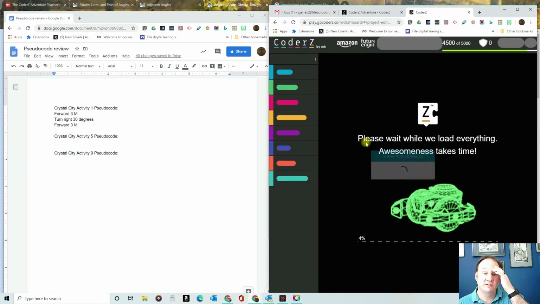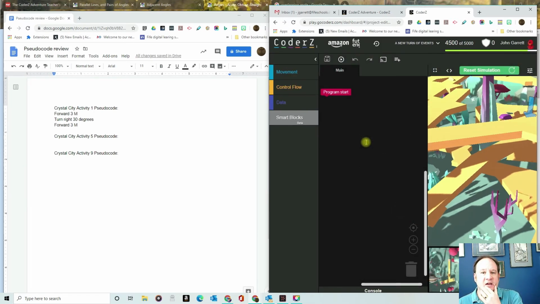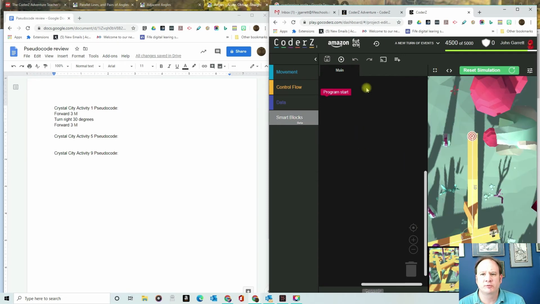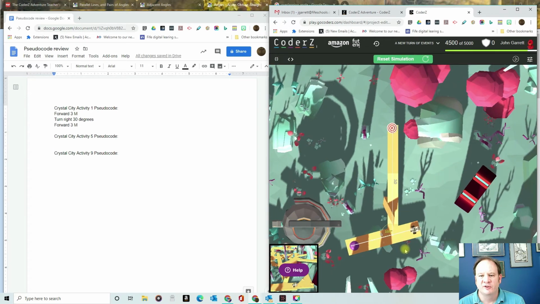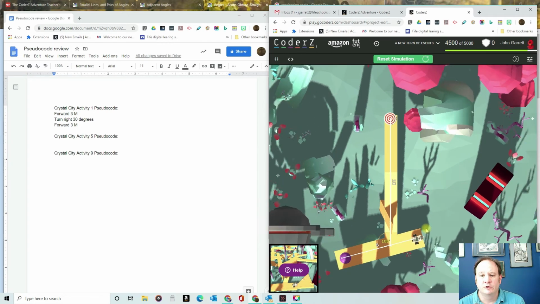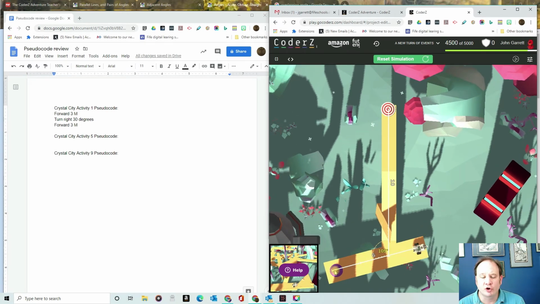All right, welcome to activity 5. So we got our program start here. In activity 5, you've done some different types of turns and things. I'm going to open up Explorer view, and go full screen so I can see this a little bit. Here we've got a little gate action. We can't just turn and go forward, or maybe we can, but it looks like we got to hit that button first.